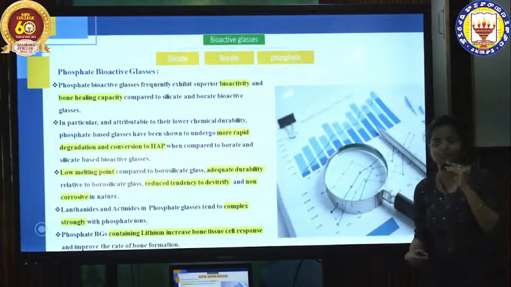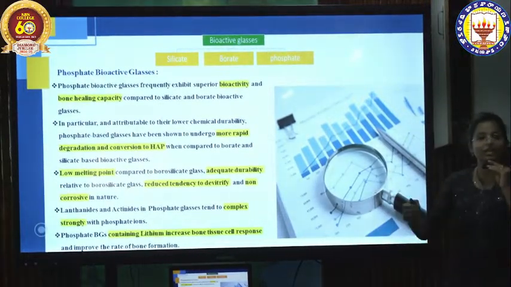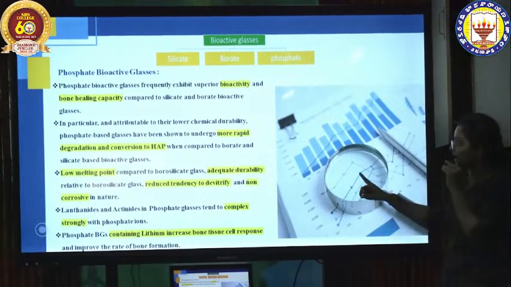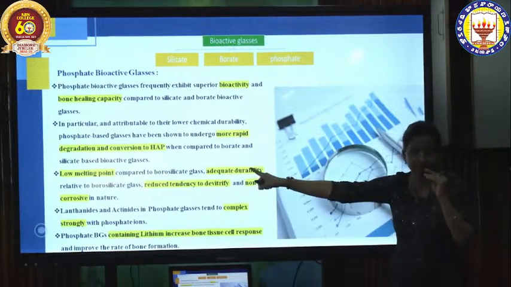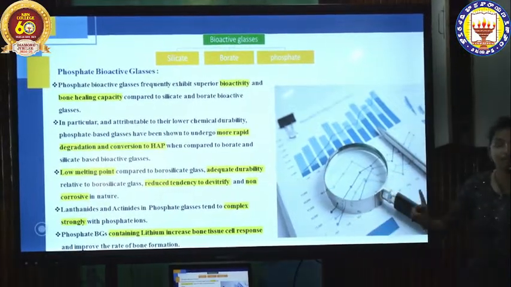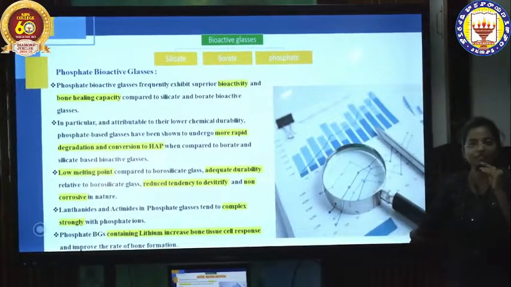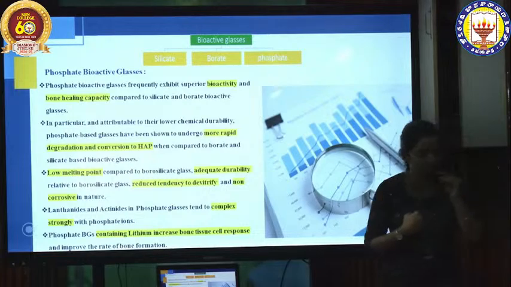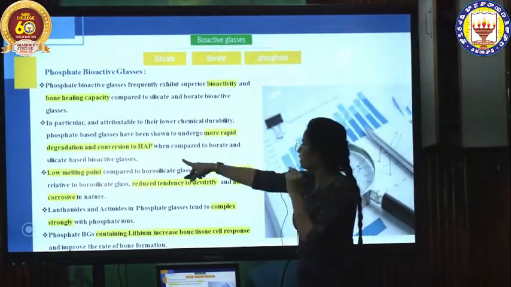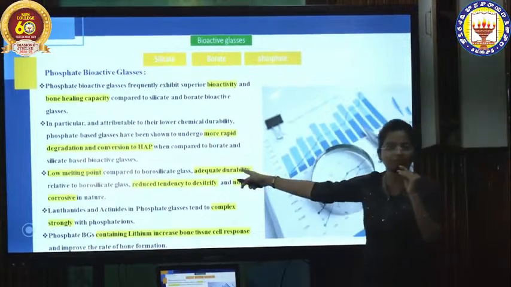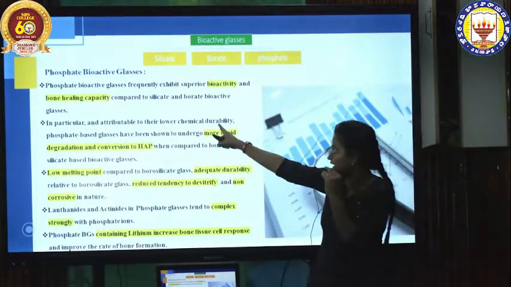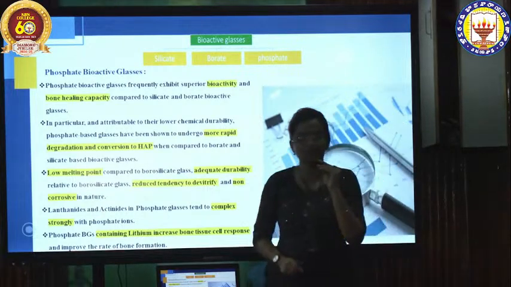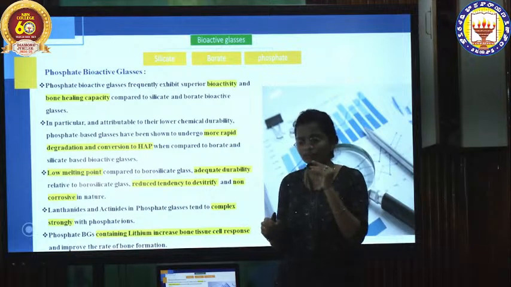Rapid degradation means that whenever they are incorporated in our body, they will degrade very fast. So our application should be oriented such that it will degrade fast, or we have to add something to increase or decrease its degradability according to the application which we want. And it can be converted into HAP layers so fast when compared to silicate based glasses and borate based glasses.